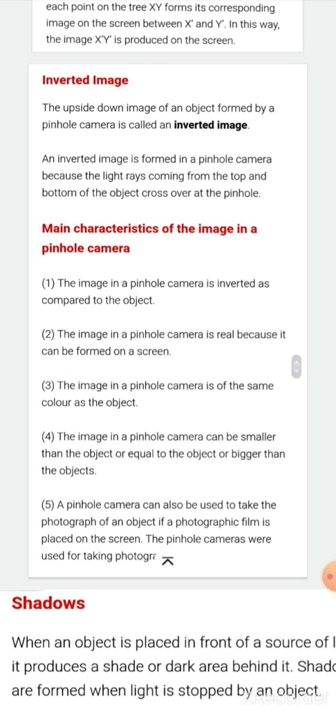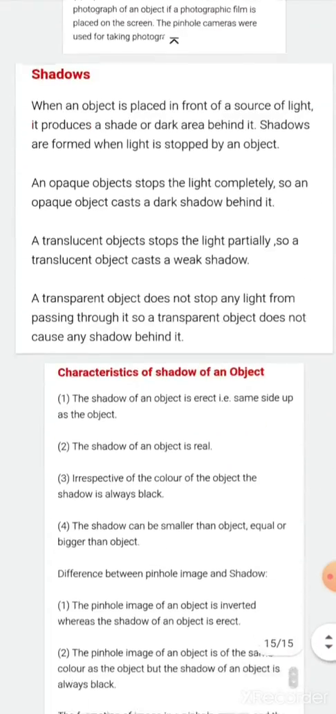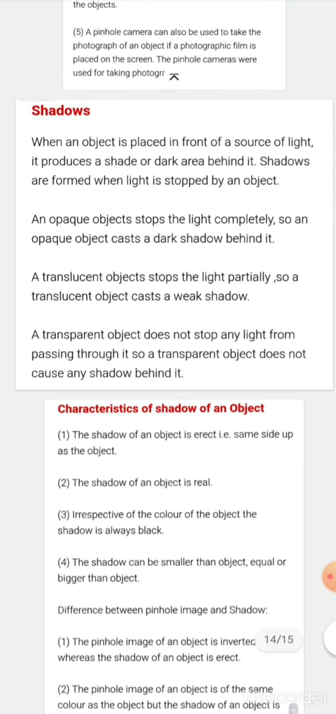Now the most important thing: what is a shadow? What do you understand by a shadow? When an object is placed in front of a source of light, it produces a shade or a dark area behind it. Whenever any object is placed in front of a source of light, it will produce a dark area, which is generally called a shadow.